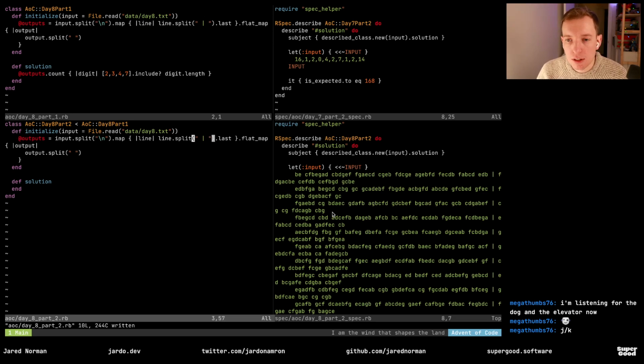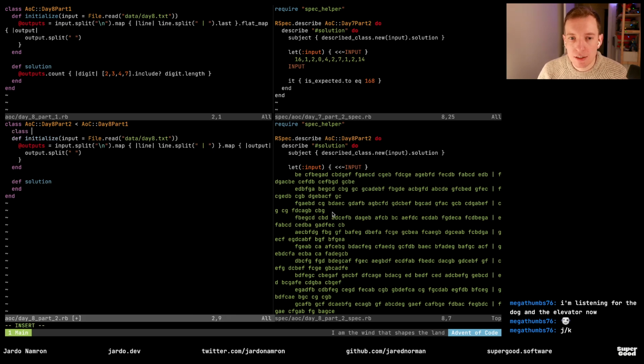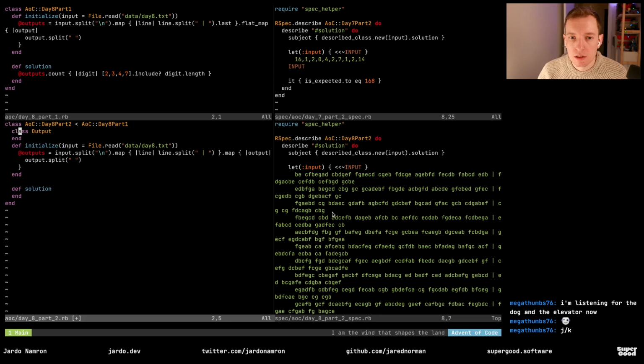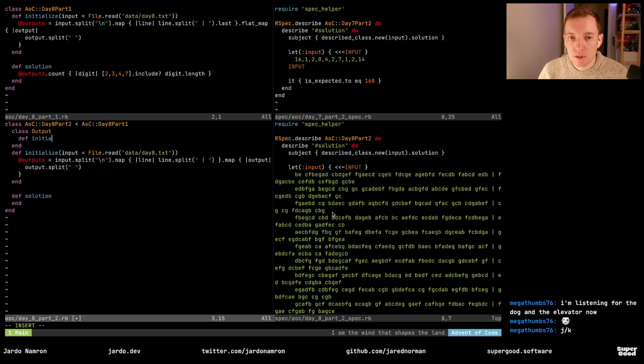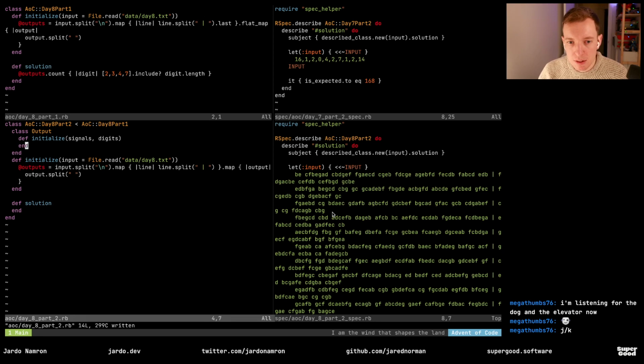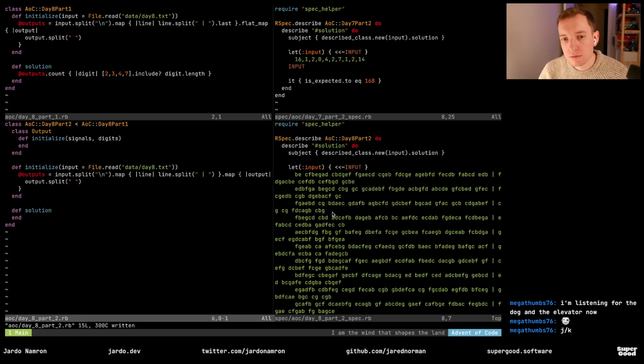So we no longer want the last. And we don't want a flat map anymore because we want, I'm going to make a new class called an output. It's going to take signals and digits, I guess, maybe.